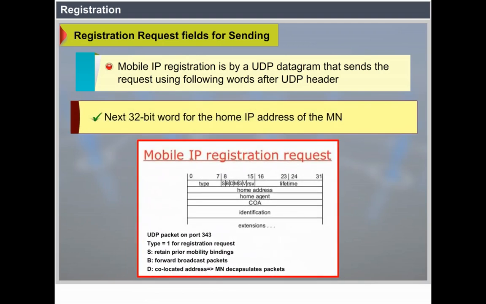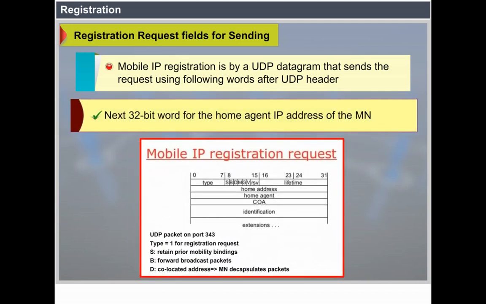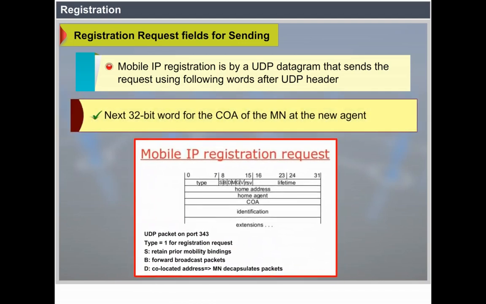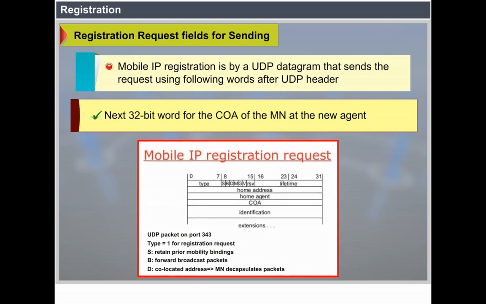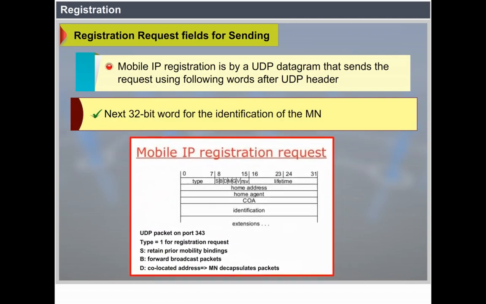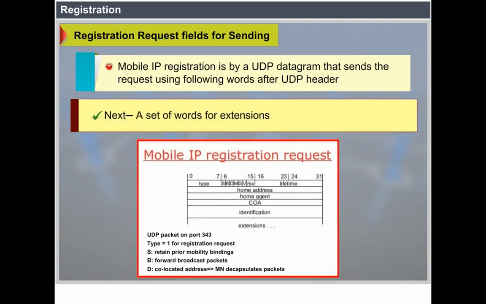Next 32-bit word for the home IP address of the MN. Next 32-bit word for the home agent IP address of the MN. Next 32-bit word for the COA of the MN at the new agent. Next 32-bit word for the identification of the MN. Next, a set of words for extensions.